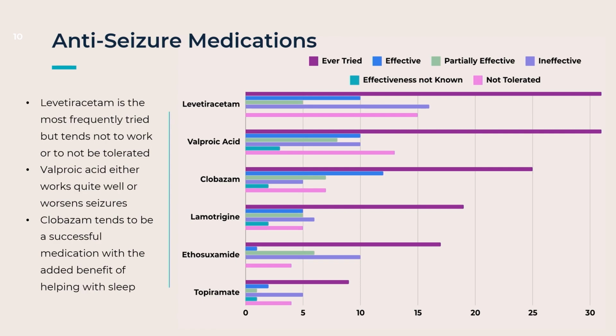Clobazam is also an effective medication and is generally better tolerated than Keppra or valproic acid. Another nice thing about clobazam is that because of its pharmacology, it can be given as a single dose at night to help with sleep problems.